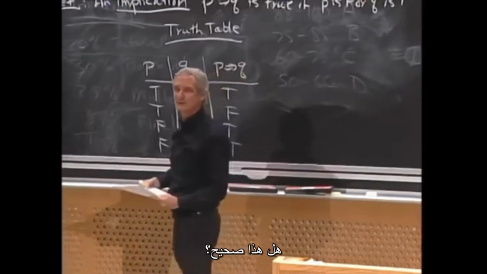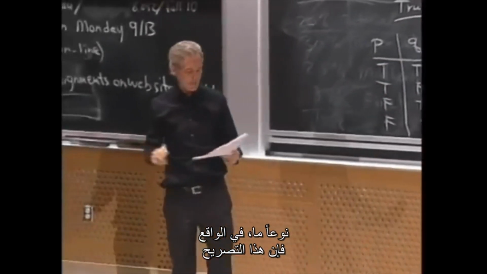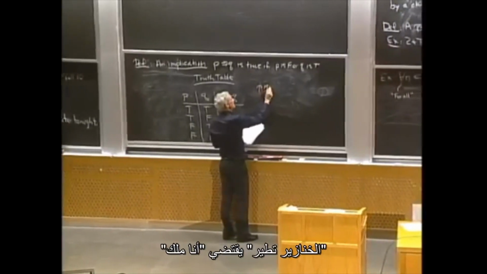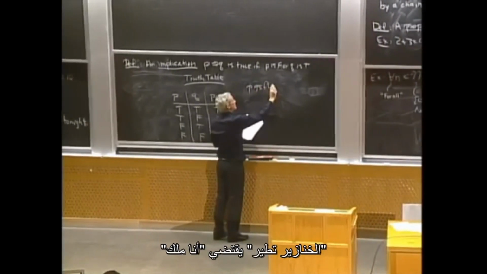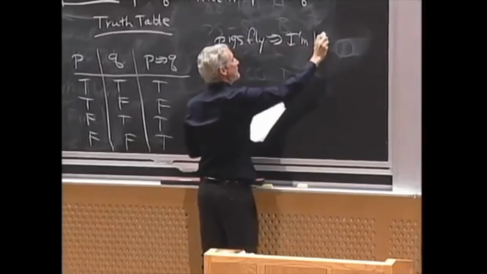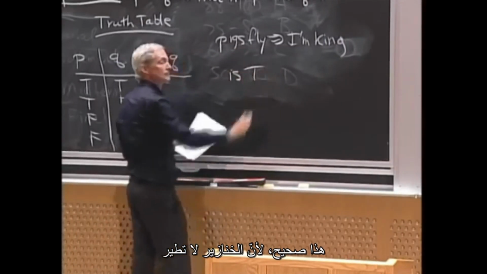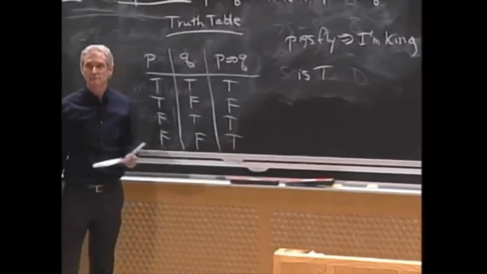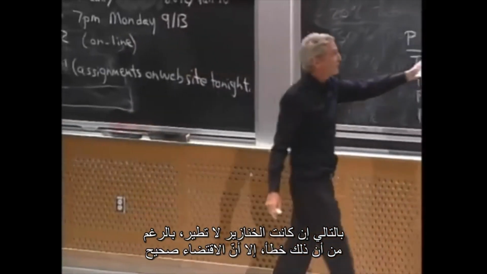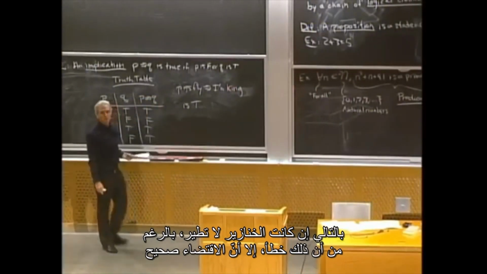There's a famous expression. If pigs could fly, I would be king. Is that true? Sort of. In fact, this statement, pigs fly implies I'm king, that's true. Because pigs don't fly. Doesn't matter whether or not I'm king, which I'm not. Since pigs don't fly, even though that's false, the implication is true.